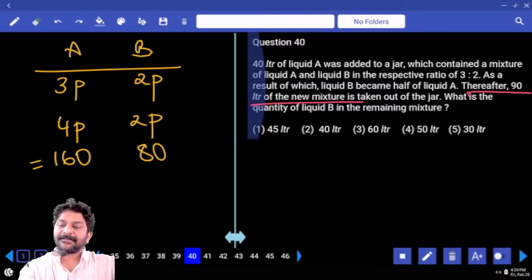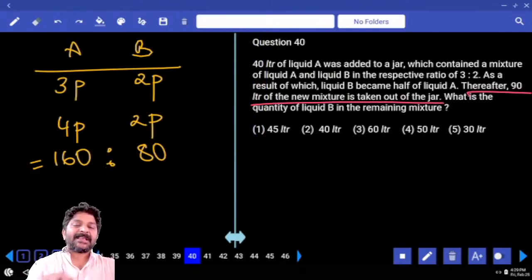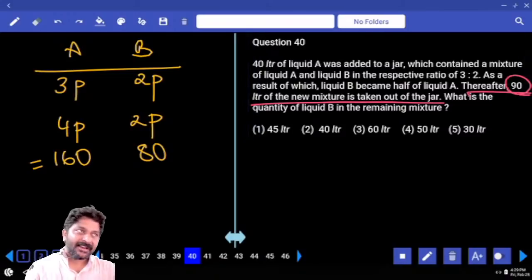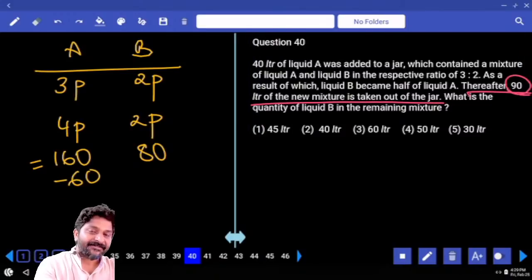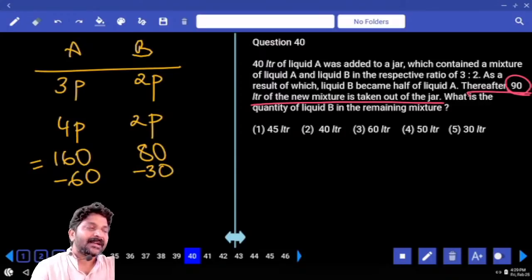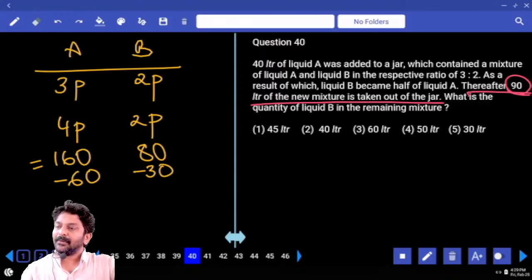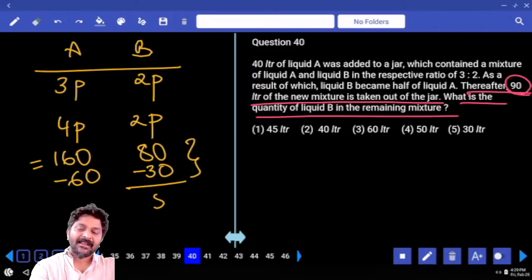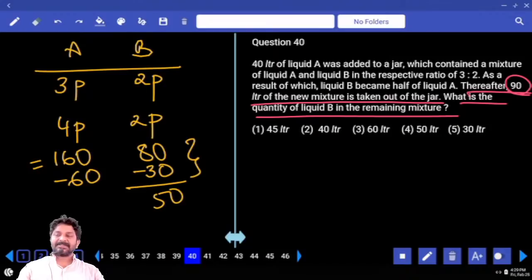Thereafter, 90 liters of mixture is taken away. Now at present, what is the ratio between A and B? 2:1. So when you are taking out some quantity, even in that quantity, A and B must satisfy the 2:1 ratio. So if 90 is divided in the ratio 2:1, 60 liters of A and 30 liters of B must go out. Agreed? Now, what is the quantity of liquid B in the remaining mixture? In the remaining mixture, the quantity of B is 50 liters, fourth option, final. Understood? Sure. Right. All done, right?